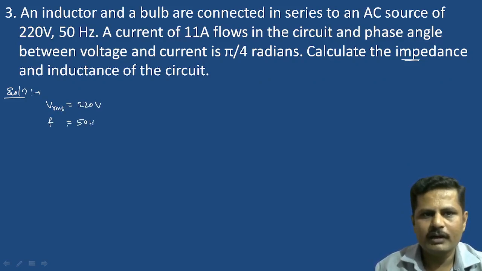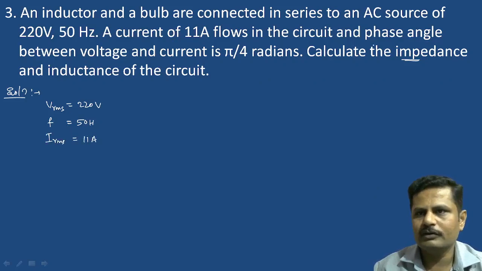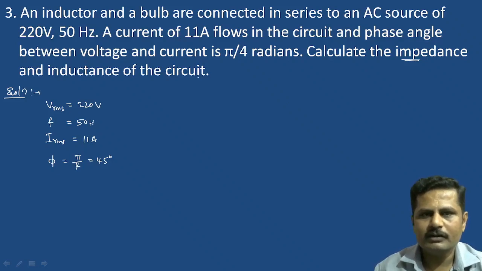A current of 11 ampere, that is IRMS equals 11 ampere, flows in the circuit, and the phase angle between the voltage and the current, that is psi, equals pi by 4 radian. That can be written in terms of degree, that is 45 degree. Calculate the impedance and inductance of the circuit.